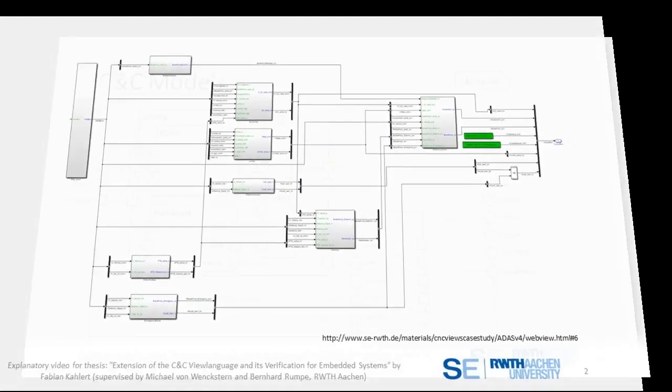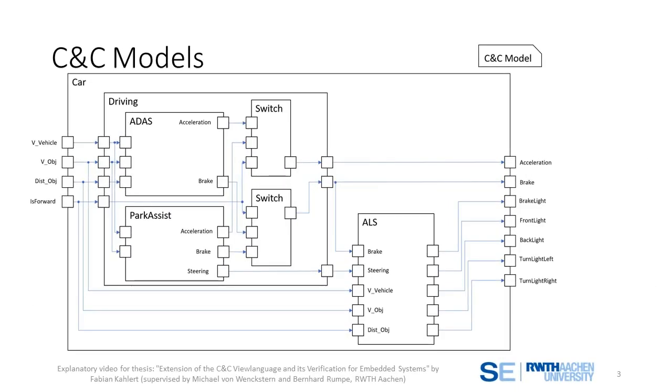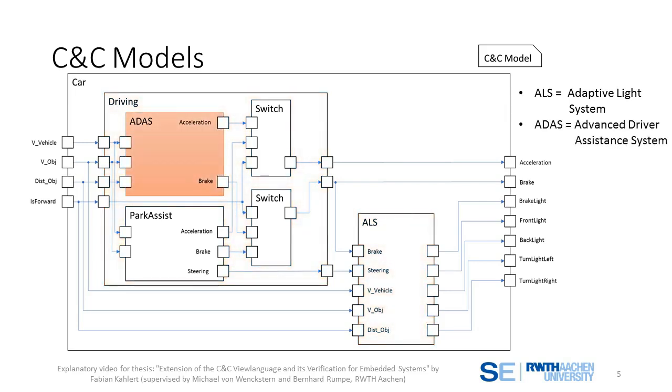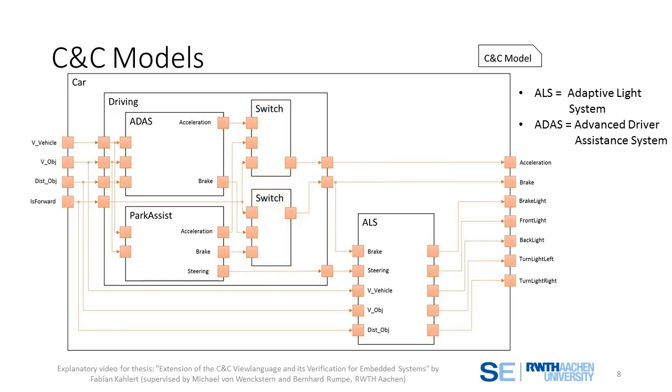This is an example of an excerpt of a car's software architecture made out of 7 components. The car has 2 subcomponents: driving and ALS, an abbreviation of Adaptive Light System. The driving component itself is built up of 4 subcomponents: ADAS, which stands for Advanced Driver Assistance System, Park Assist, a component that deals with the parking assistance system, and 2 switches which control which output is being used. Additionally, ports and connectors that connect these ports are shown. Port types and some names are omitted to avoid clutter.